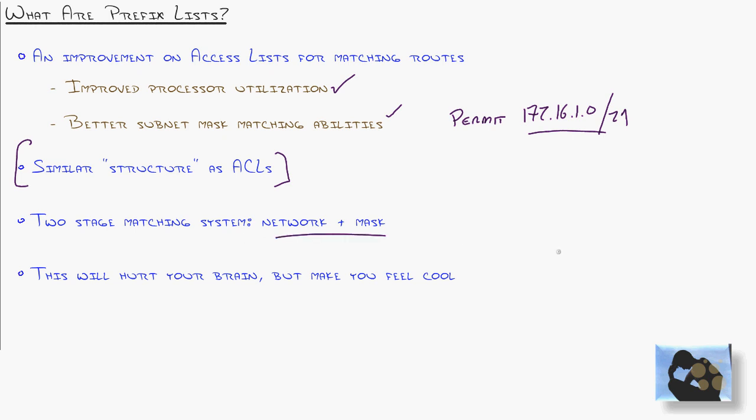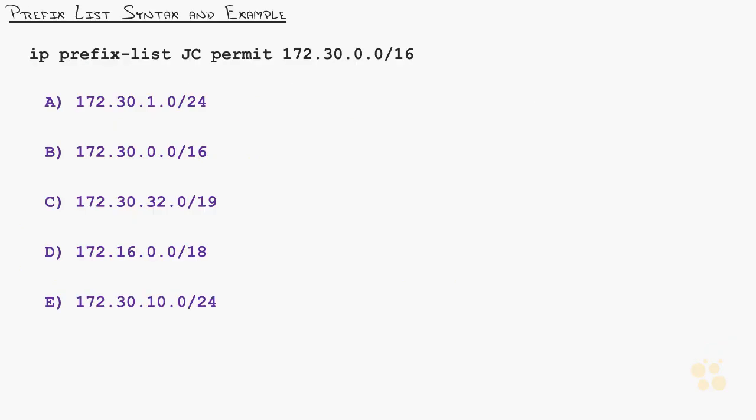But it uses a two-stage matching system. It's going to match the network and the mask. And I'm actually going to describe that in the next slide. It will make a lot more sense there because this will hurt your brain. When you first see this, you're going to be like, what? Once you get it, you're going to feel pretty cool. They're kind of like subnet masks that way. Once you get subnet masking, you're like, I'm awesome.